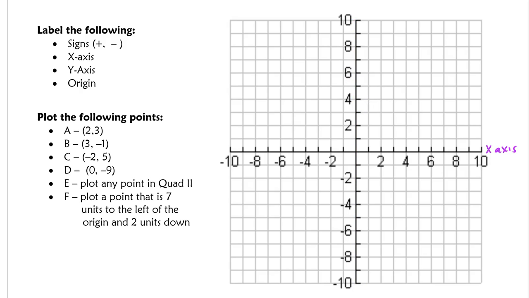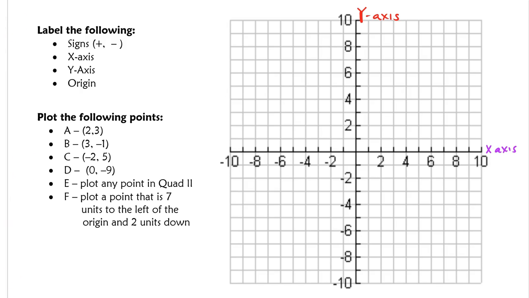And I used to have a teacher that would say y to the sky, because the y kind of, actually, let me draw it a little bit better. So for the y-axis, see how it goes up and down, the y? That's how I used to remember that the y-axis is the one that went up and down.